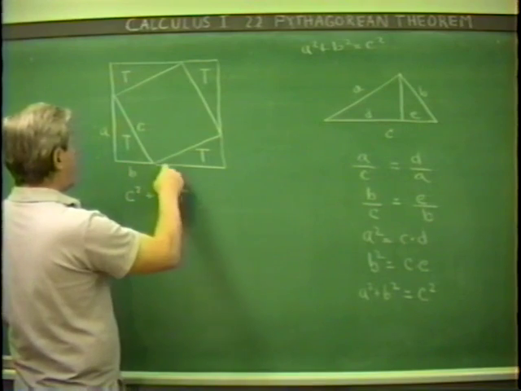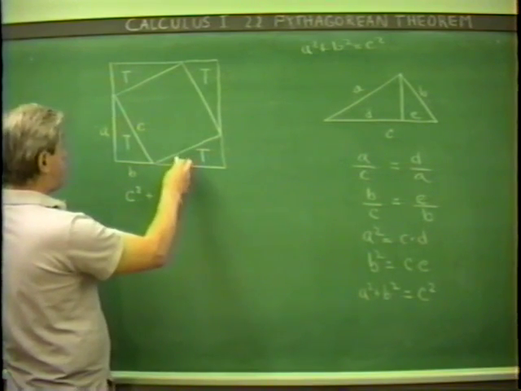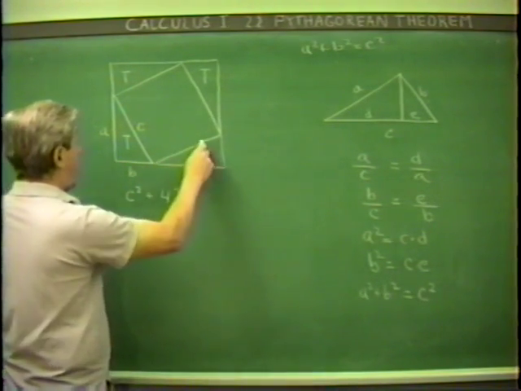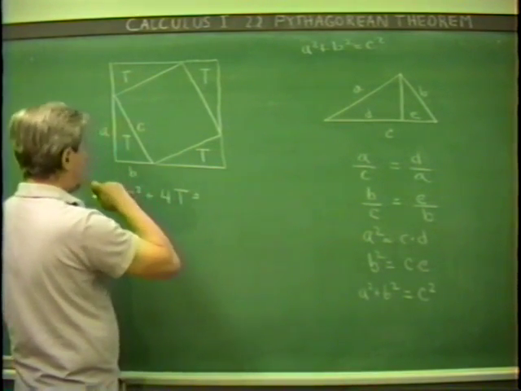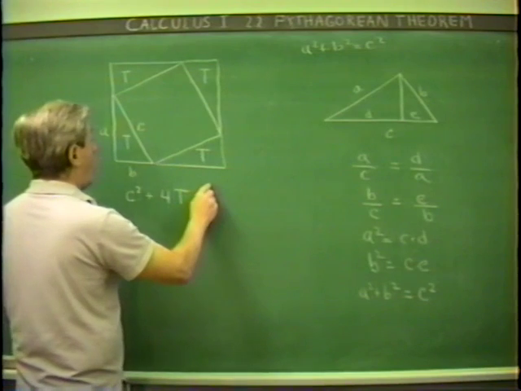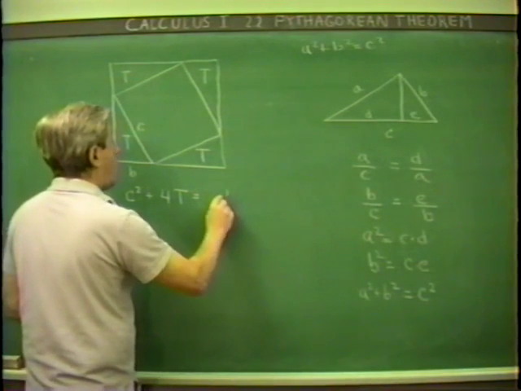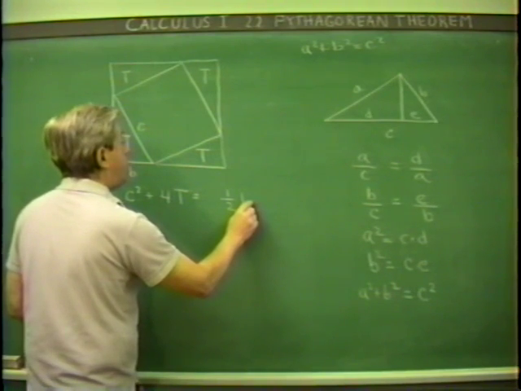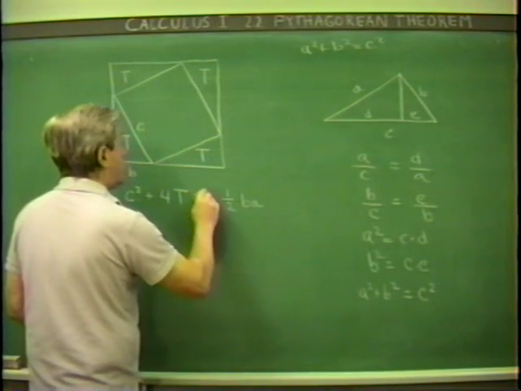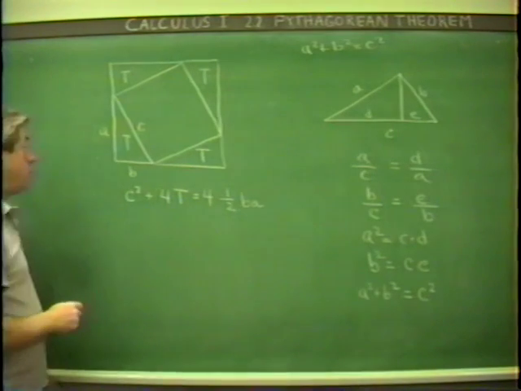But the area of the triangle is equal to 1/2 the base times the height. So 1/2 A times B, or B times A. So this is equal to 4 times this.